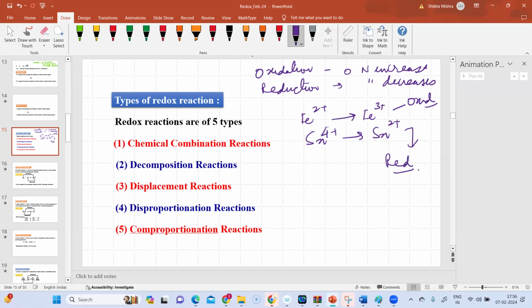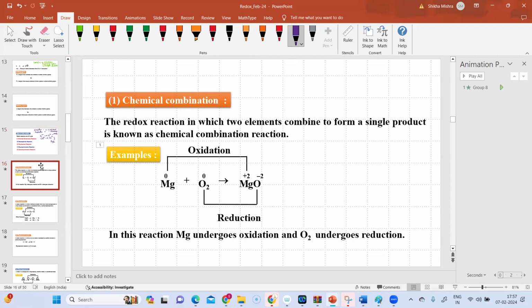Now, if it is clear, only then we will be able to understand the rest of the topic, which says that redox reactions can be classified into basically 5 categories, like combination, decomposition, displacement, disproportionation, and proportion. That we will leave. We will just talk till disproportion reaction. The last one is not in your syllabus, at least your CBSE syllabus, right?